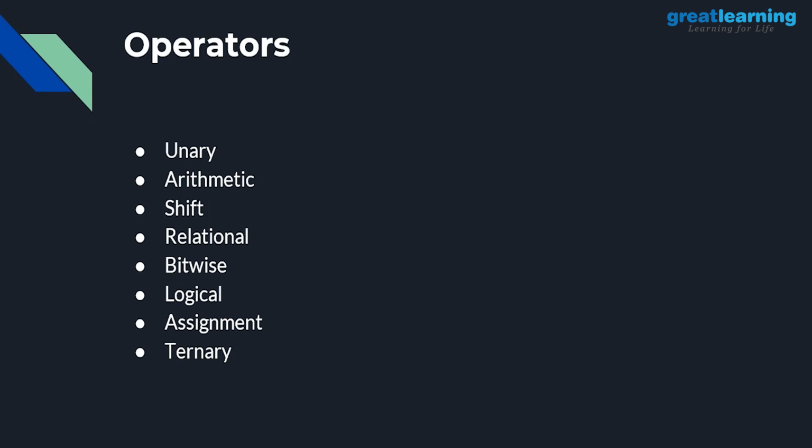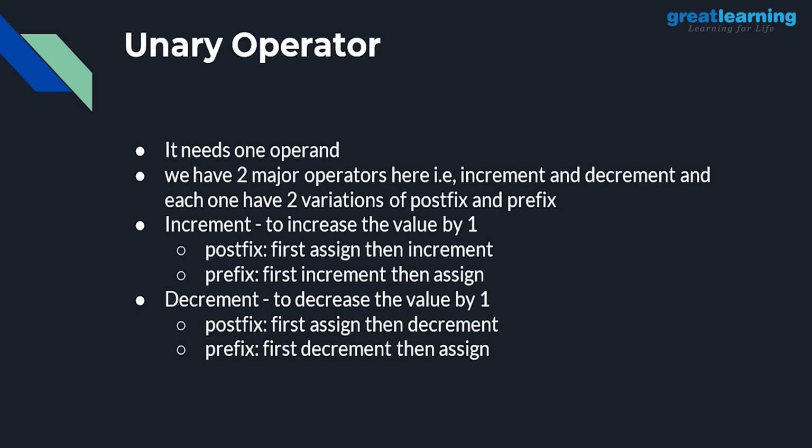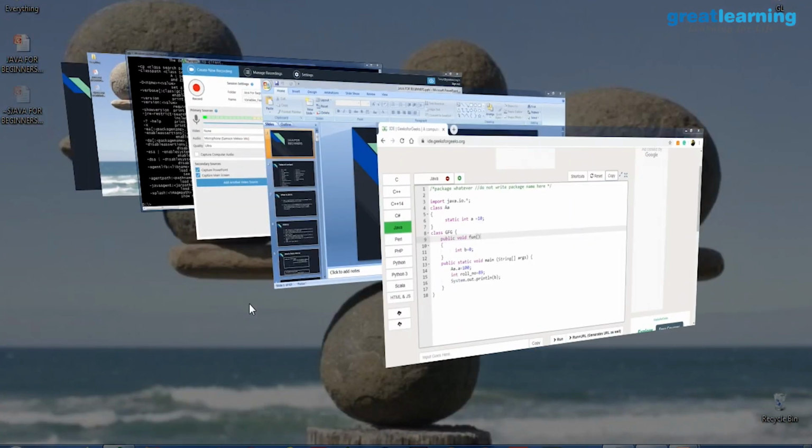Now quickly see the first operator, the unary operator. Basically, it needs only one operand. What do you mean by operand? The two major operators of unary type are increment and decrement. Each one has two variations, postfix and prefix. What do you mean by this? Basically, there is a pre-increment and a post-increment operation. First let's see the demo, then things will be easier for you.